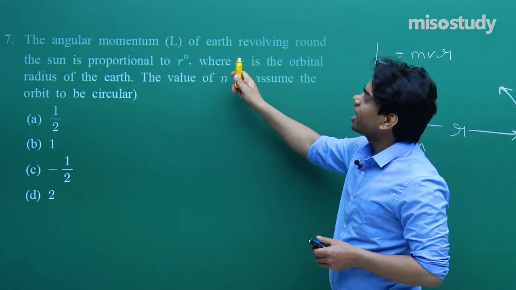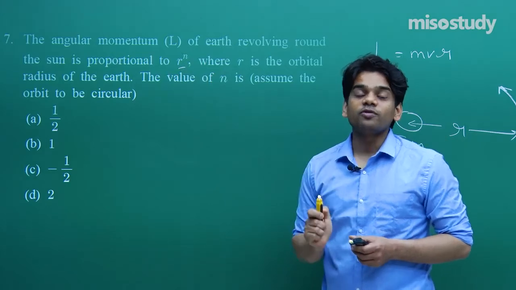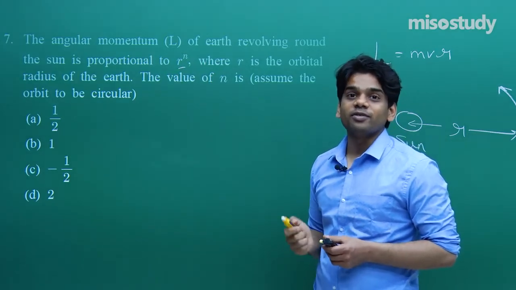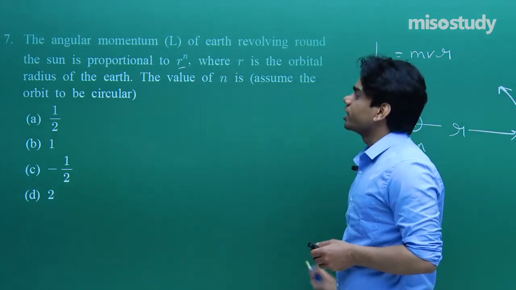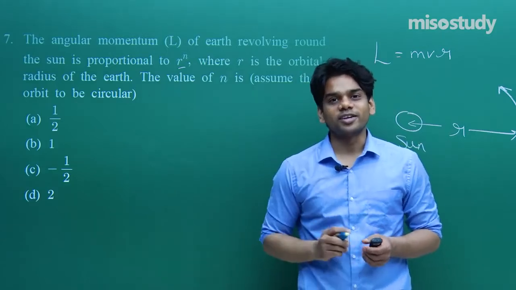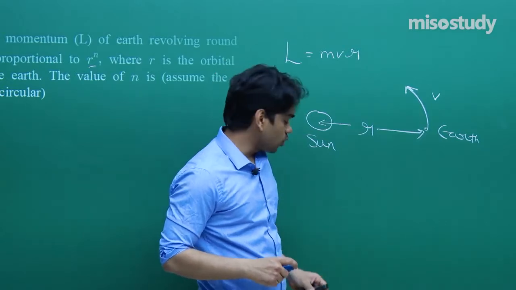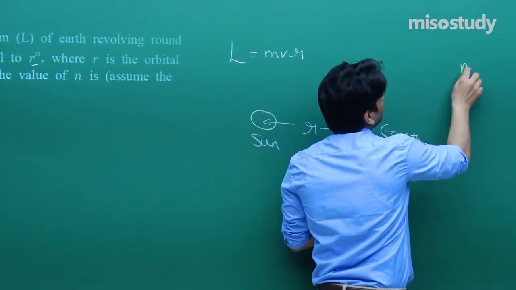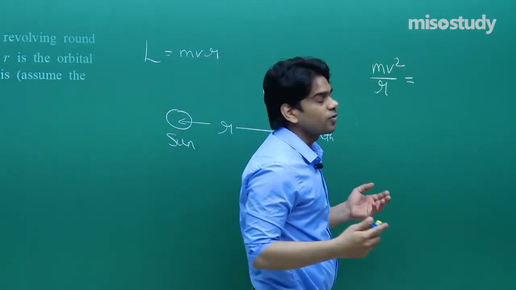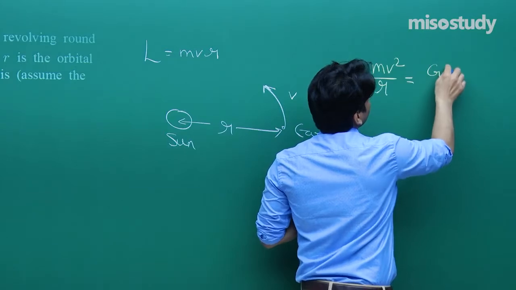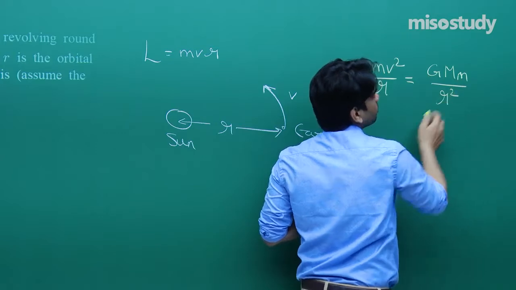Now here you see, it's given that the angular momentum of Earth revolving around the Sun is proportional to r to the power n. So here we only have to find the proportionality, how it is related with respect to r, where r is the orbital radius of the Earth. Now we have to consider that the orbit is circular. We all know that the centripetal force m v square by r will be provided by the gravitational force of attraction, that will be equal to G M m by r square.